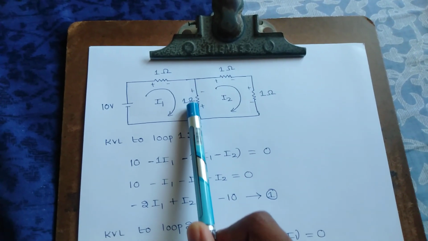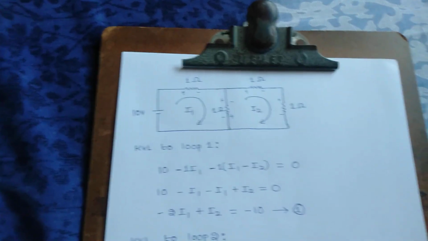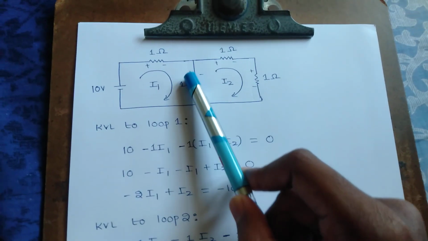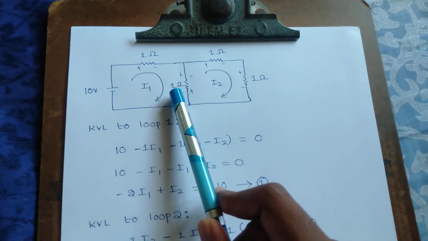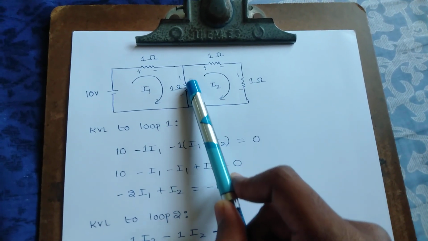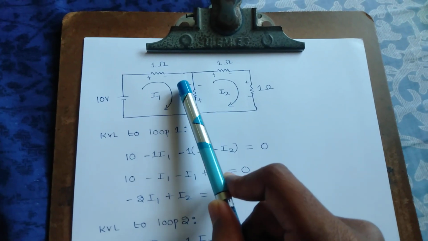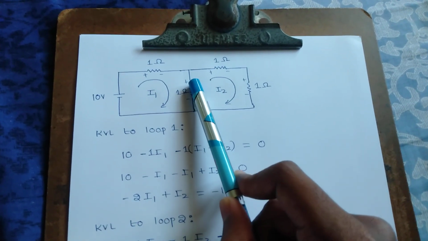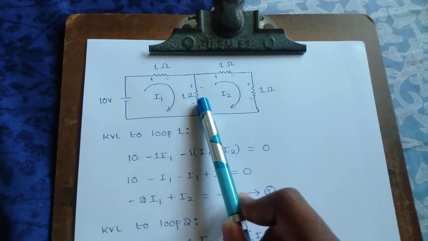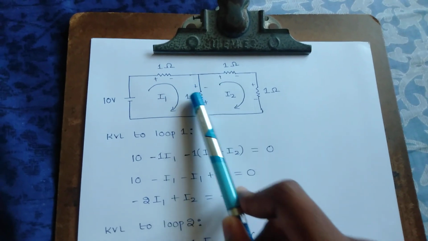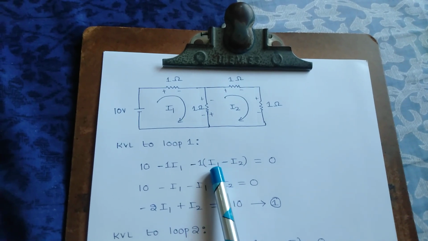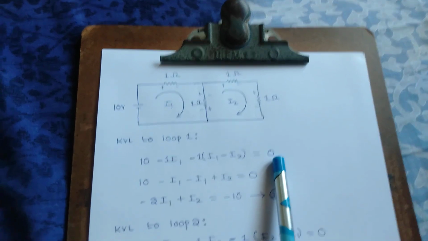In the same way, the voltage drop across this resistor is resistance multiplied by current. The current flowing through this resistance is I1 minus I2, right? Because I1 is flowing in this direction and I2 is flowing in this direction. So I1 minus I2 is the current flowing in this resistance. So the voltage drop is minus of the value of R, which is 1, and the current flowing through that resistor is I1 minus I2, is equal to 0.